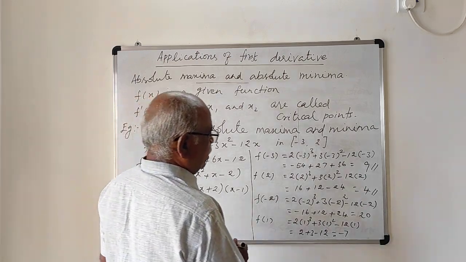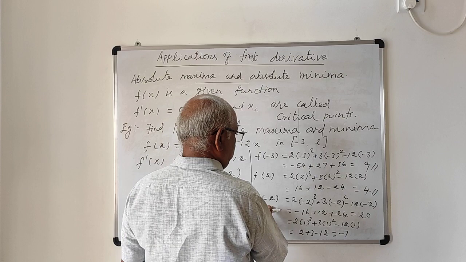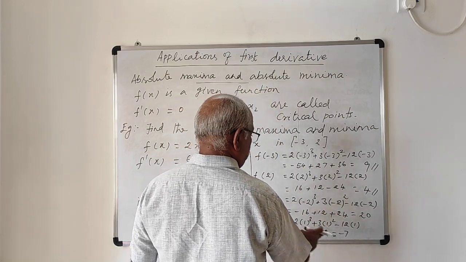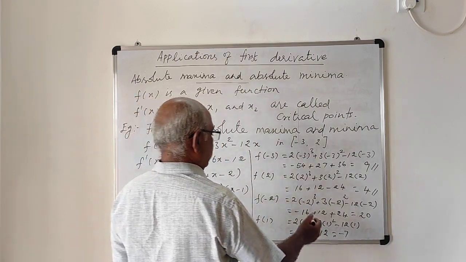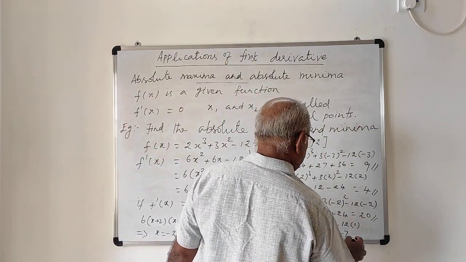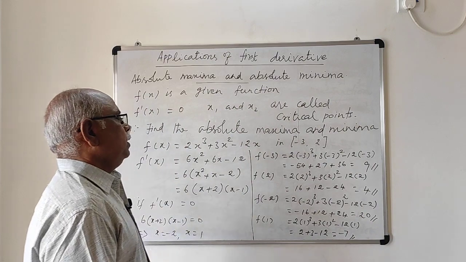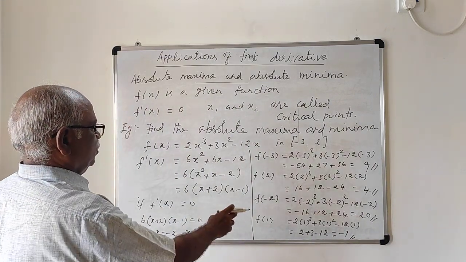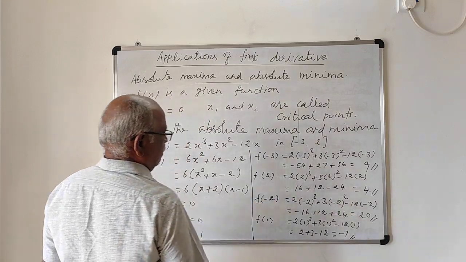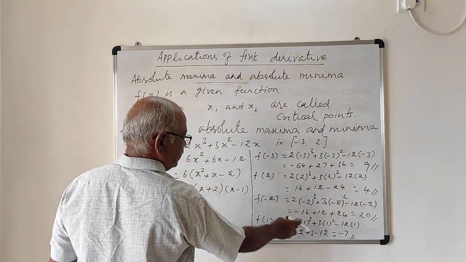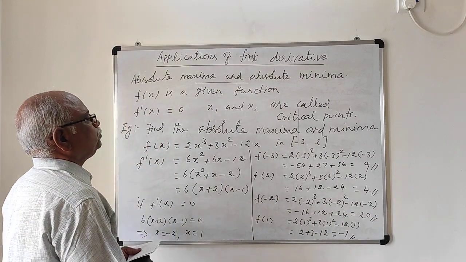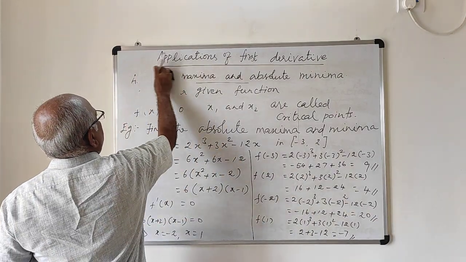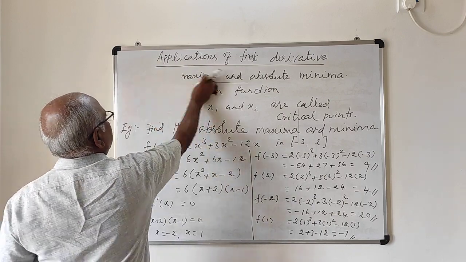So absolute maximum at x equal to minus 2 is 20, and absolute minimum at x equal to 1 is minus 7. Therefore, absolute maximum is 20, absolute minimum is minus 7. That's all about the answer.